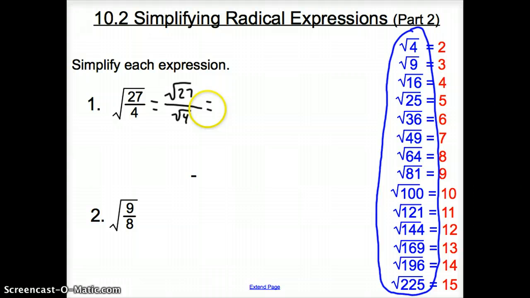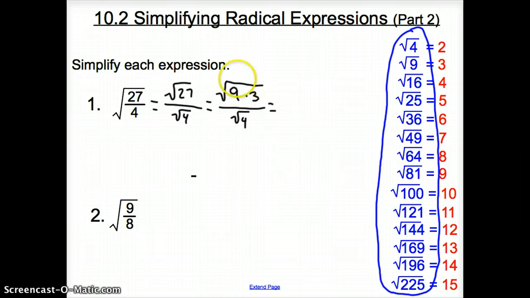Well, what's a perfect square that goes into 27? Is 27 on the list? No. Is there any number that goes into 27? Yes, 9 goes into 27 evenly. So we can rewrite 27 as 9 times 3, and that's going to go over the square root of 4.